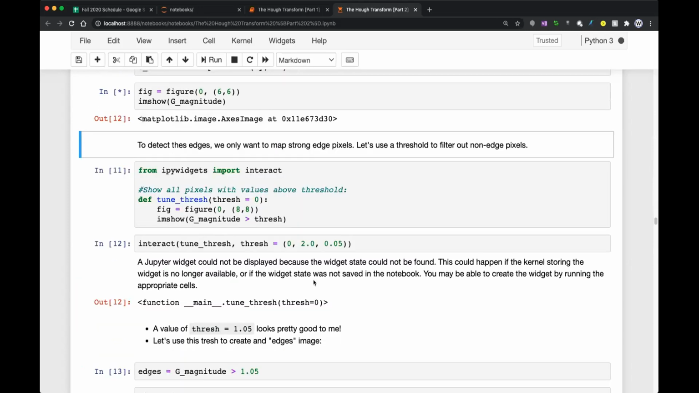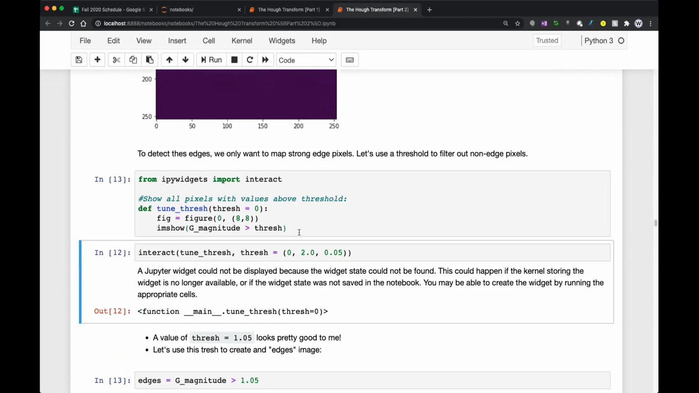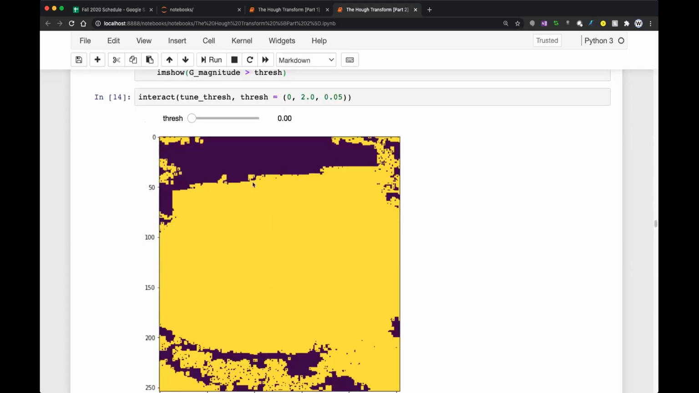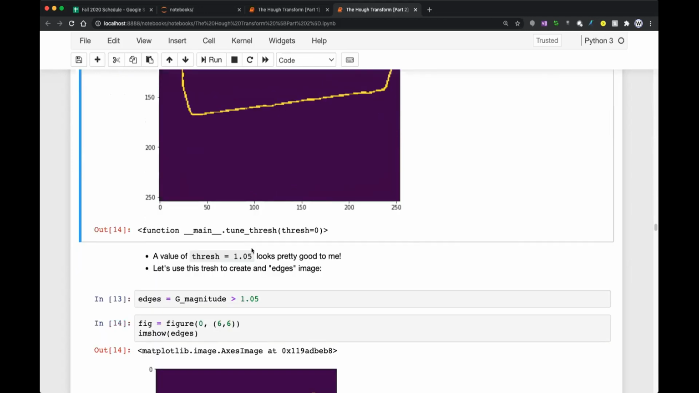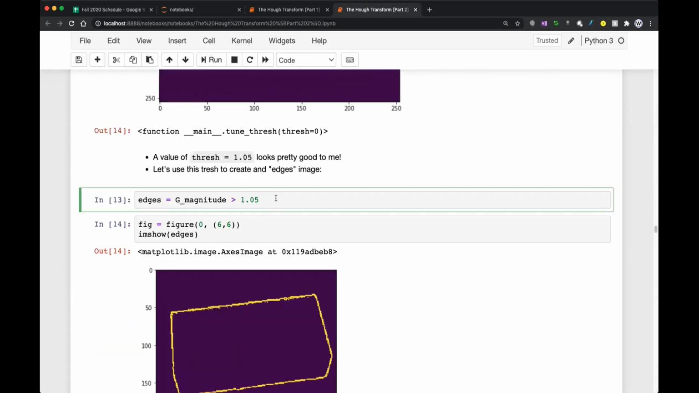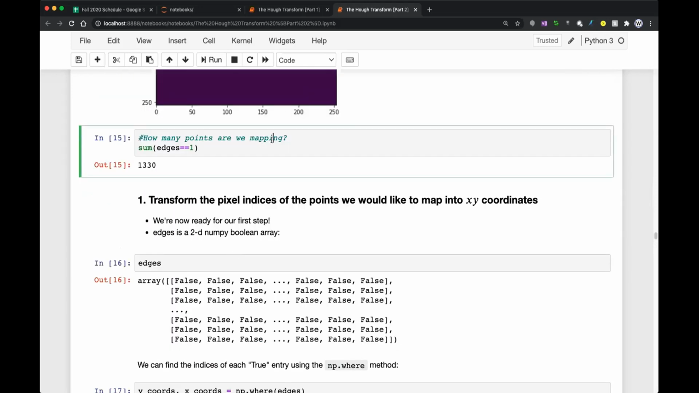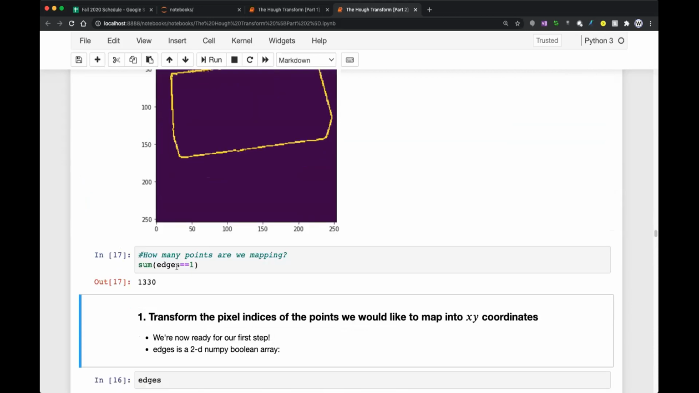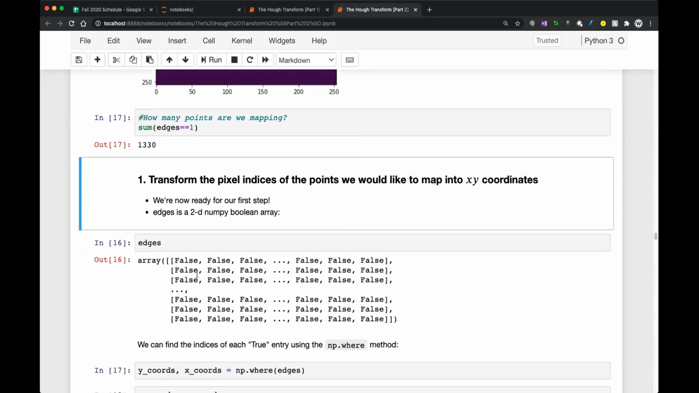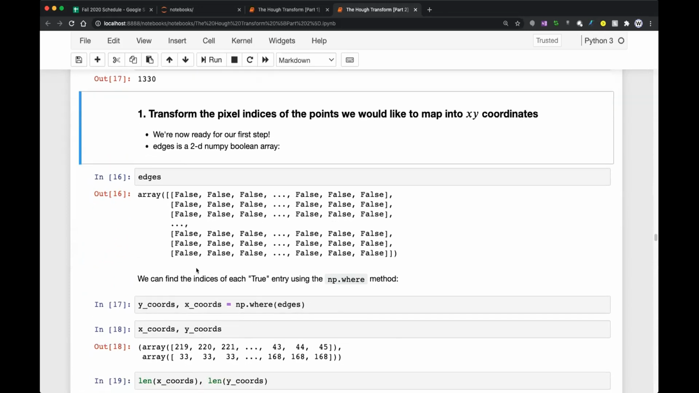You can kind of see what I'm running right now as I'm just running an edge detector. About to run a threshold to kind of find the edges of the brick. There we go. That's cool. I'm going to choose a threshold value. Here's some really nice brick edges. We end up with 1,330 individual pixels in this edge image that we would like to map to Hough space. And here's where I'm really going to walk you through each step to writing the Hough transform algorithm.